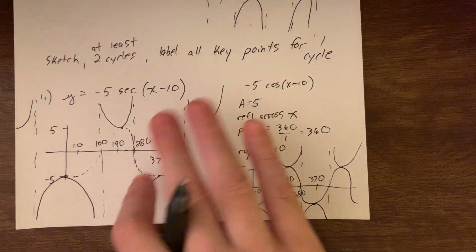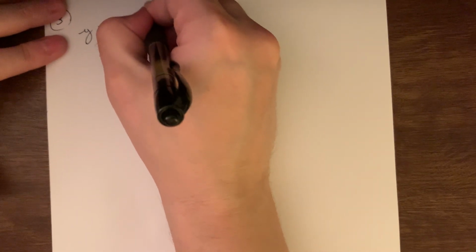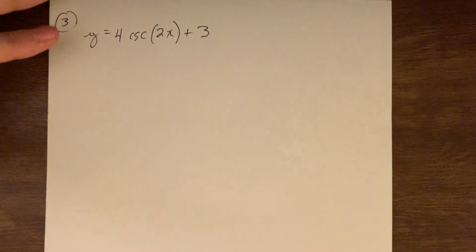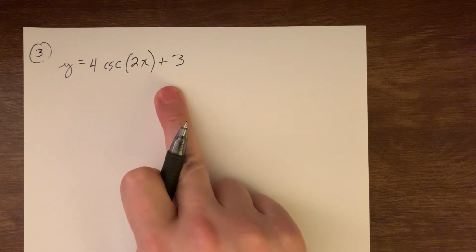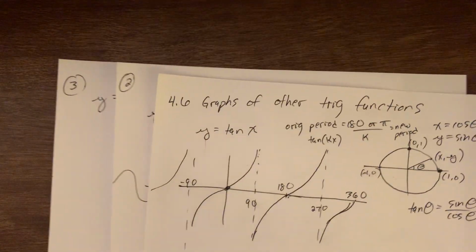Okay, let's do one more. Let's look at y equals 4 cosecant 2x, and let's do a plus 3 on the outside. Same directions. We're going to sketch this, all that same stuff I kept saying. Sketch at least 2 cycles, label all the key points for 1 cycle.